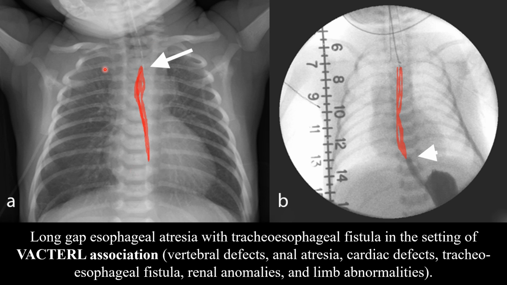Long gap esophageal atresia with tracheoesophageal fistula in the setting of VACTERL association. To remind you, with VACTERL association: vertebral defects, anal atresia, cardiac defects, that's why the murmur in the newborn, tracheoesophageal fistula, renal anomalies, and limb abnormalities. Suspect this case in any newborn with respiratory distress and inability to pass the nasogastric tube.